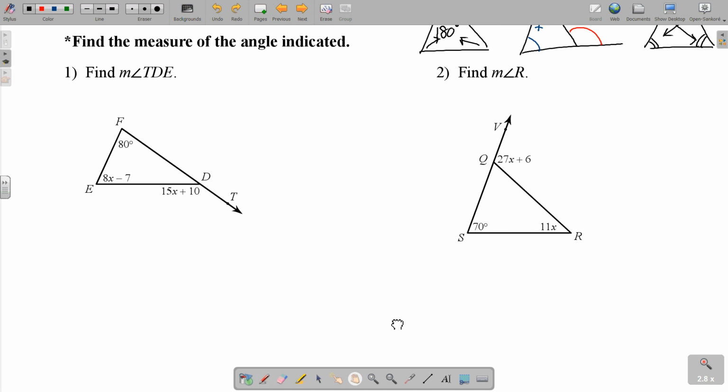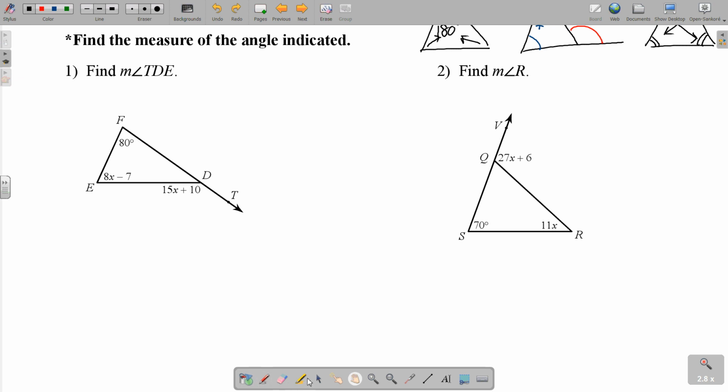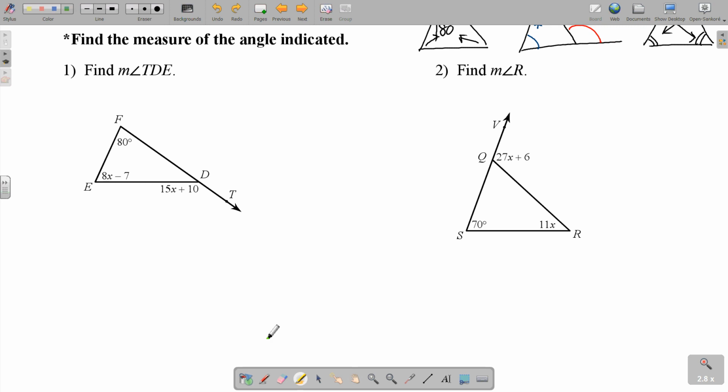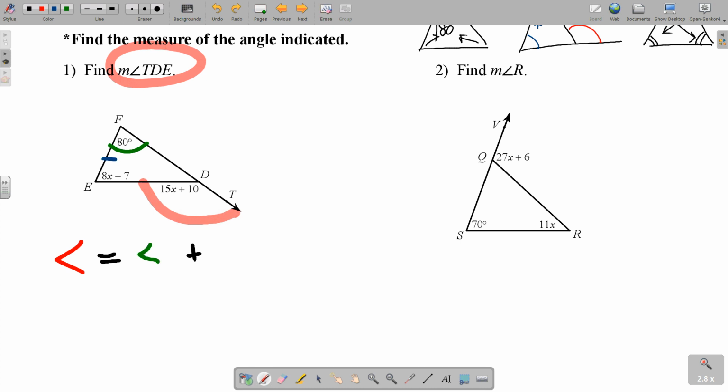So taking a look here, this is an exterior angle. We are actually being asked to find TDE, which is that angle right there. That's an exterior angle. Let's make an equation here. We know that that exterior angle is equal to the sum of the remote interiors. So exterior angle is equal to the sum of the remote, meaning far away, interior angles.